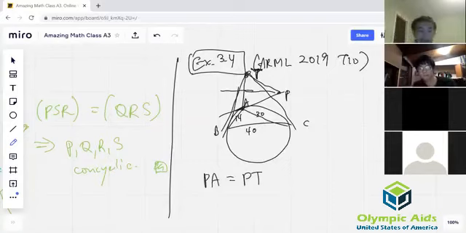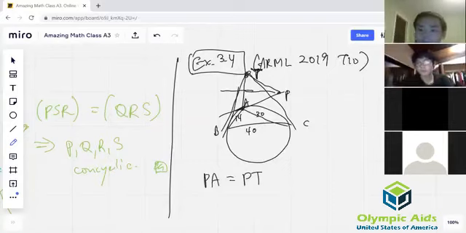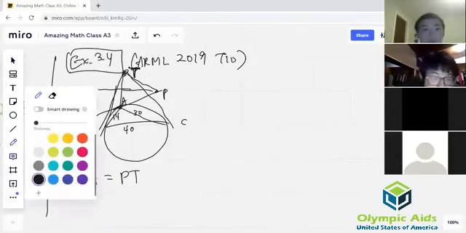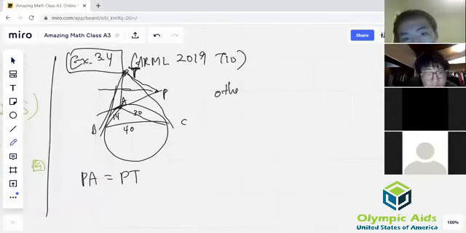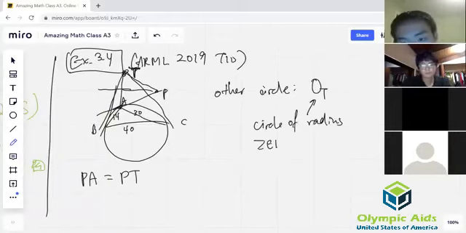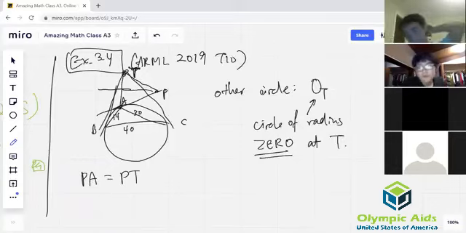So when you see this sort of thing, you might jump to radical axis, right? We have this tangent and we know it's equal to something. But where's the other circle? Well, the other circle is 0t. This is a circle of radius 0 at T, centered at T. Now this is a bit seemingly nonsensical, but you can just imagine like a really small circle there.